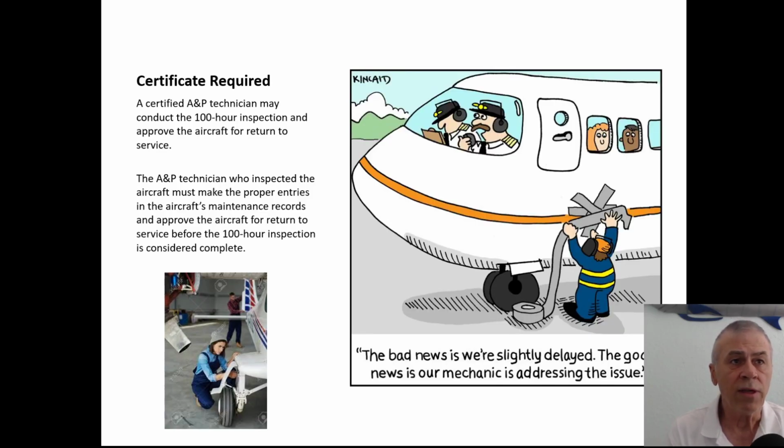Who may do this? What certificate is required to conduct a 100-hour inspection? The answer is a certificated A&P technician may conduct the 100-hour inspection and sign to approve the aircraft for return to service. An A&P technician who inspected the aircraft must make the proper entries in the aircraft's maintenance records and approve the aircraft for return to service before the 100-hour inspection is considered complete.